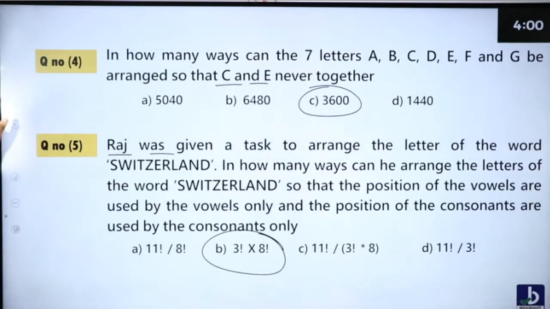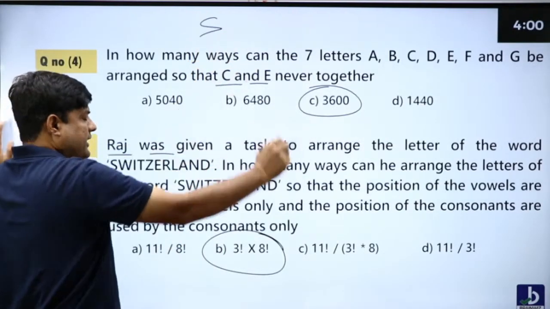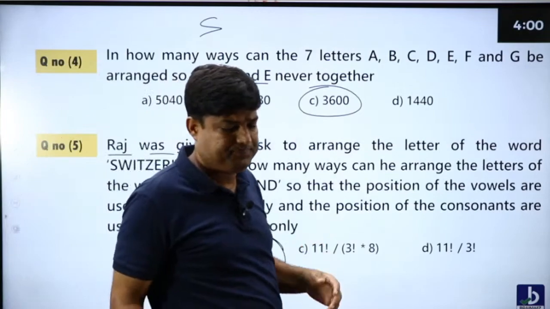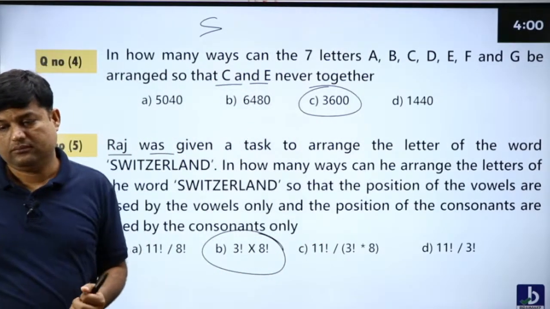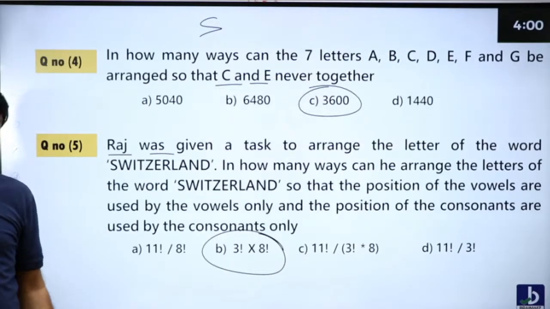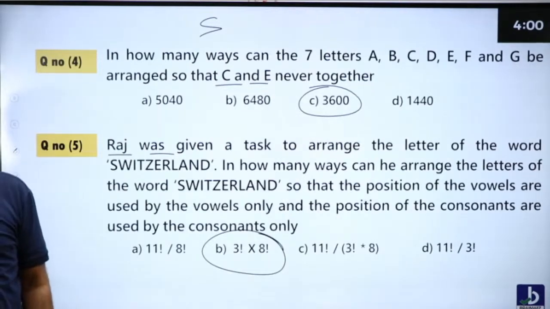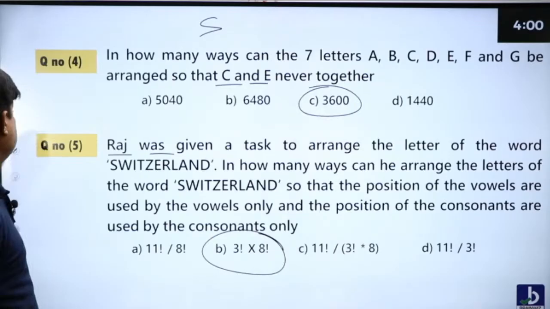Listen, everybody, have you understood this? If you have understood this, please type S. So let's move forward. Make it faster, everybody. If you have understood these questions, please type S. That's good. Okay, Sumant has got one doubt here.